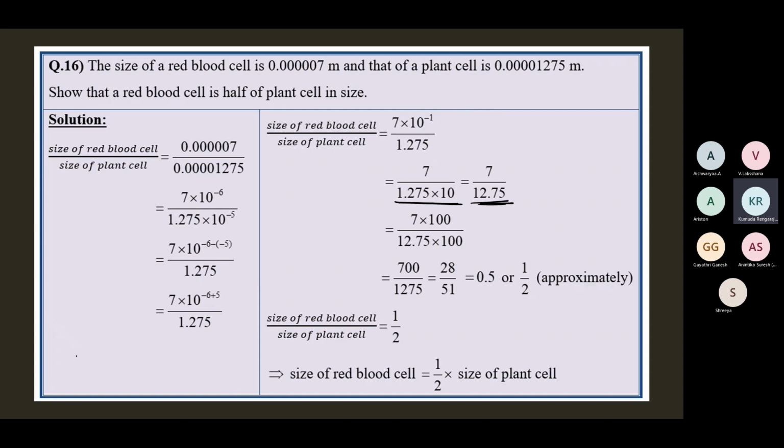Now I want to get rid of the decimal point. I don't want this 12.75. I want to get rid of the decimal point. And that you can do by multiplying the numerator and denominator by 100.